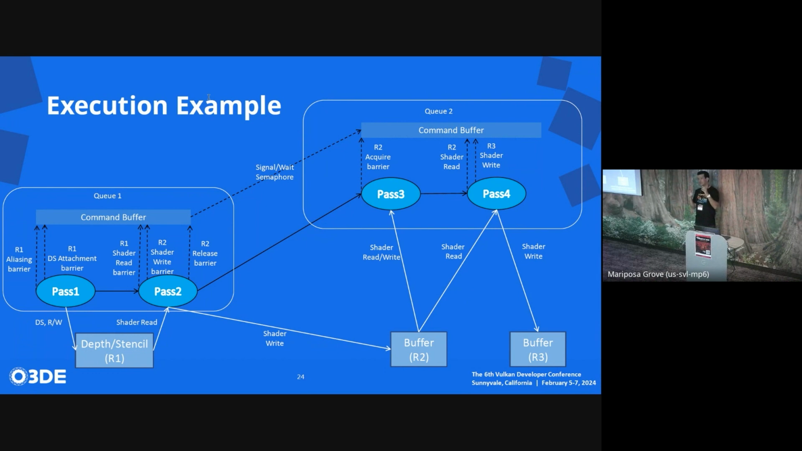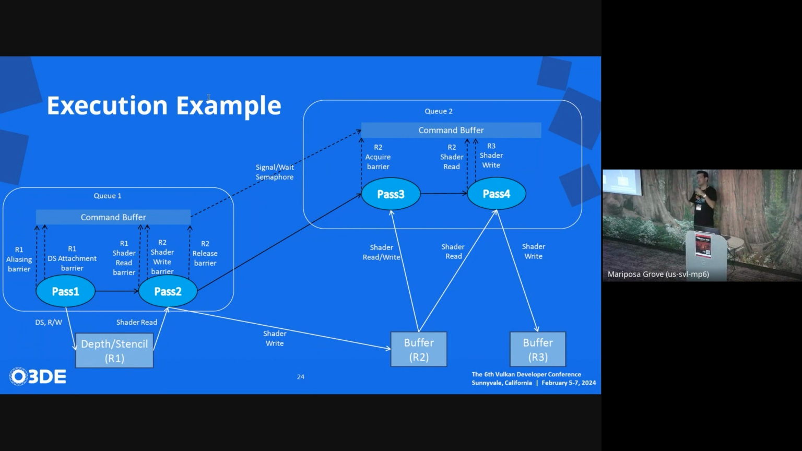Pass 3 is going to finish the transfer of ownership. So it's going to record a barrier for doing the acquire. And the command buffer for Q2 is going to wait for the semaphore that is going to be signaled by the other command buffer. So pass 3 is going to read and write that buffer, resource 2.